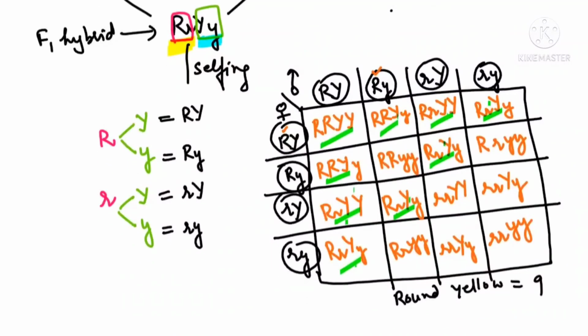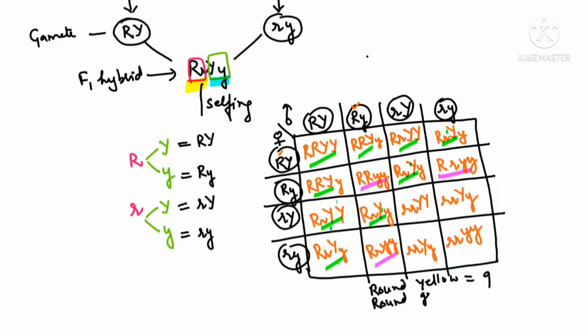Now we will count round and green. Round green means capital R should be there, but not capital Y. It should be small y. So this one is round green, this one is round green, and this one is round green. So how many are you finding round green? Only 3. So you will write round green is total 3.